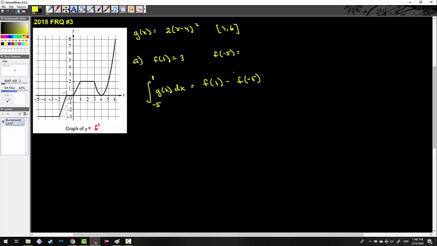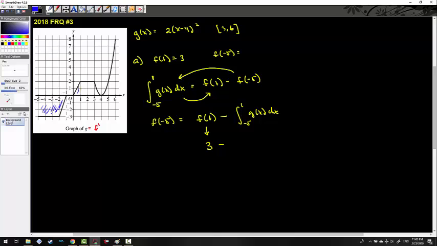With a little bit of algebra, I can isolate the f of -5. If I move some stuff around, I'm going to get f of -5 is equal to f of 1 minus this big integral from -5 to 1 of g of x dx. Well, we know one of these pieces. The f of 1 is 3 because they told us that. Now, this integral from -5 to 1 is going to be all of this space right here, all of this blue space right here.